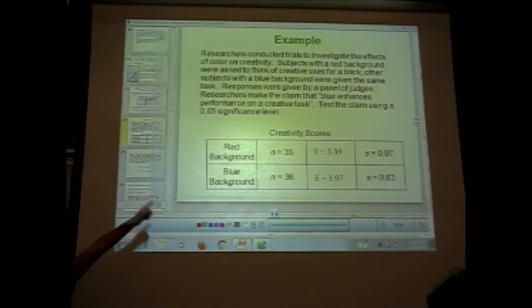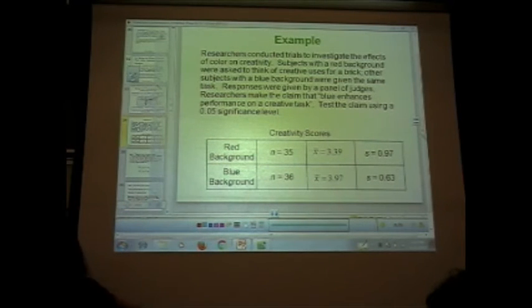Do you see the words confidence interval here? No. Do you see the words estimate? No? No estimate? It's a hypothesis test. Do you see the words where it says test the claim? Yeah. It's a claim. It's a test. Do you guys see that?